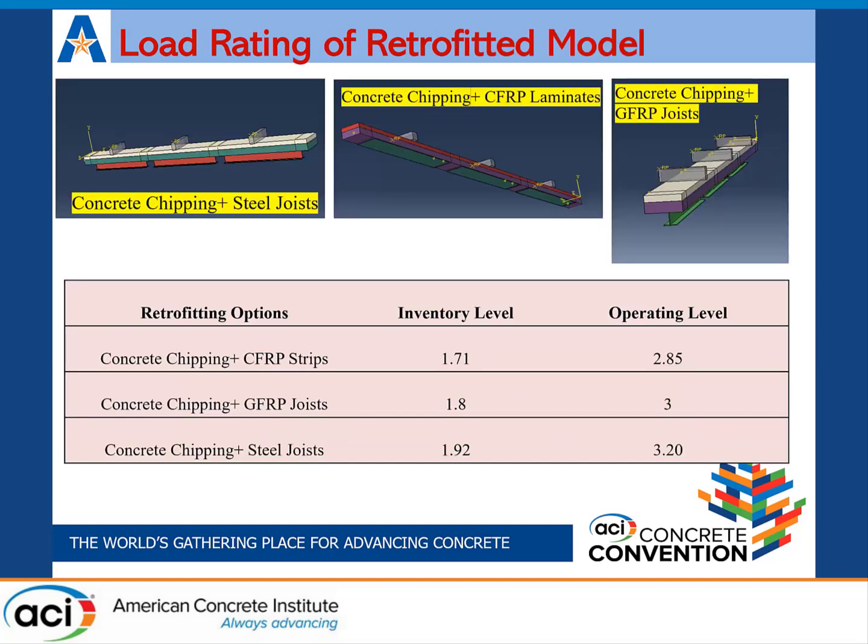Four retrofitting options were selected to do the comparative study. Concrete chipping was used to increase the negative moment capacity of the concrete deck, while CFRP laminates, GFRP joists, and steel joists were used to increase the positive flexure capacity of the deck. A single strip of the deck was used to find out the capacity of the retrofitted deck. The rating showed that the deck was able to carry the HS20 load after applying all the retrofitting methods.